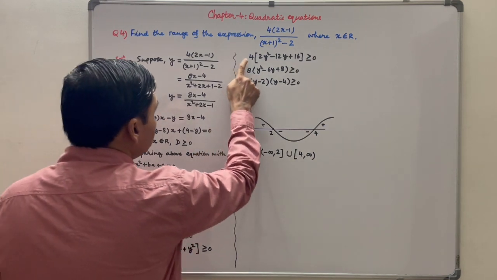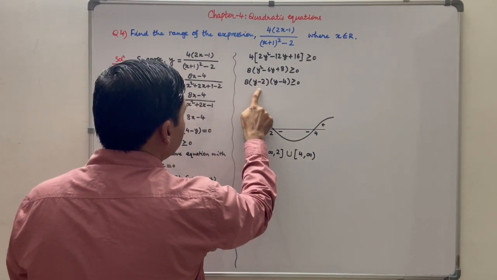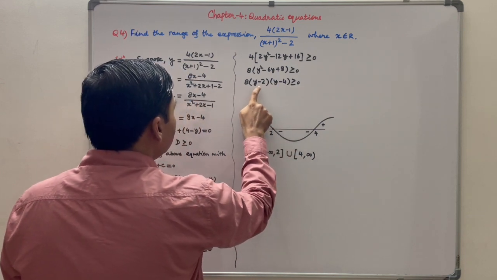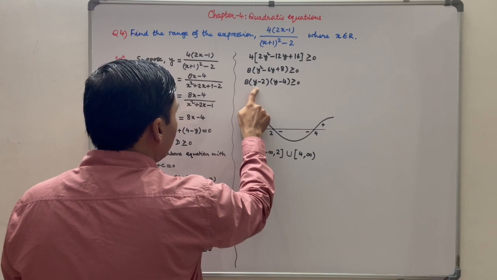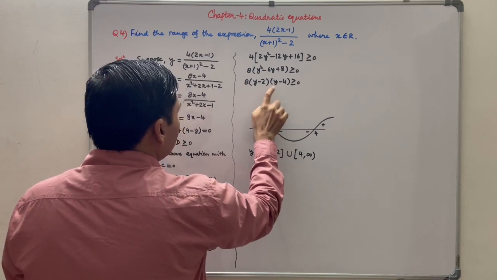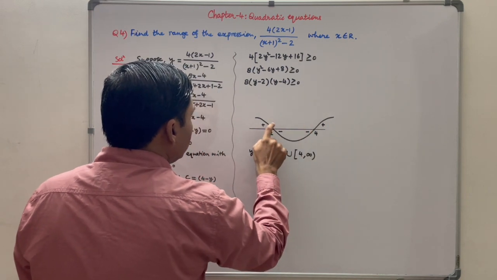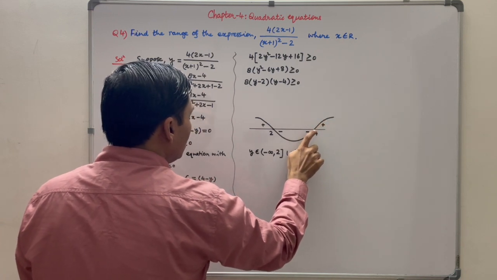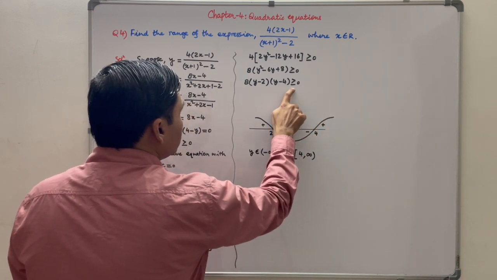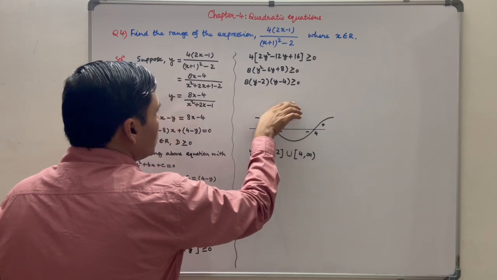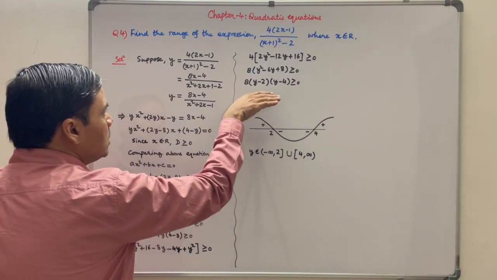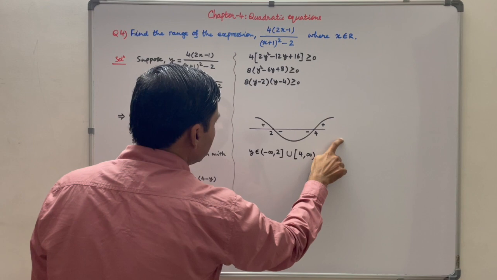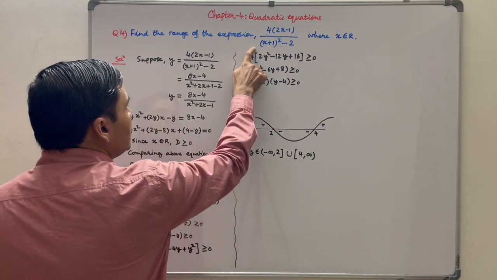After simplification, this inequality is 8(y - 2)(y - 4) greater than or equal to 0. Critical points will be at y equal to 2 and at y equal to 4. Now draw a number line, mark points 2 and 4. Draw a wavy curve starting from top right and passing through 4 and 2. Inequality is greater than or equal to 0, so we need to consider the zone which is above the number line. So y lies between minus infinity to 2 and 4 to plus infinity. And that is the range of the given expression.